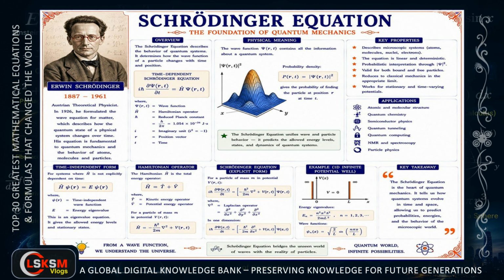Twenty-one. Schrödinger equation. Person: Erwin Schrödinger, 1887 to 1961. The Schrödinger equation describes the behavior of particles in quantum mechanics. It is central to modern atomic and molecular physics.